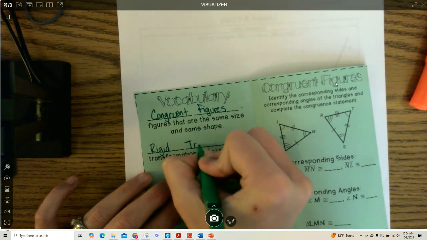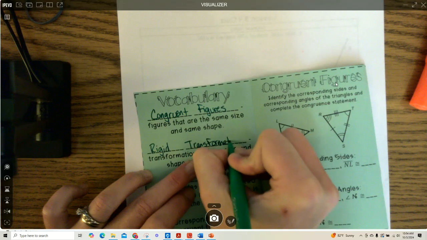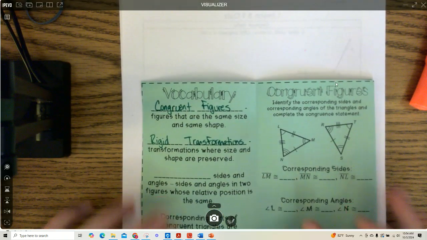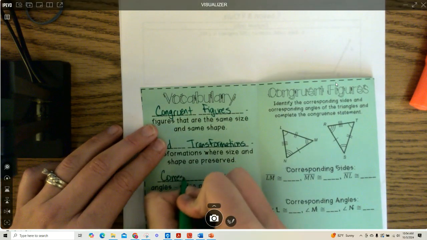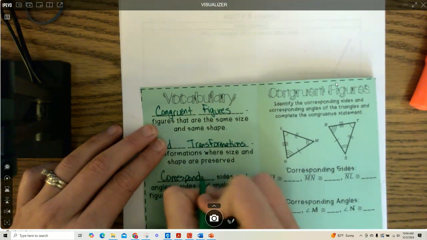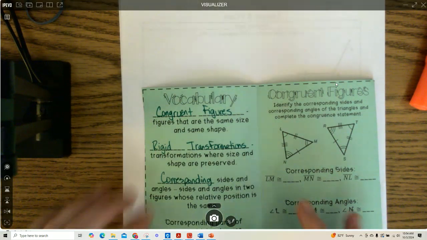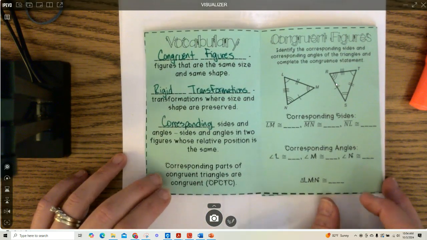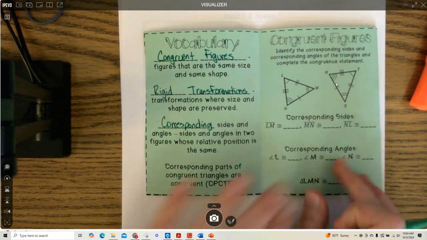Rigid transformations are transformations where size and shape are preserved. And then corresponding sides and angles are sides and angles in two figures whose relative position is the same. So remember, corresponding parts of congruent triangles are congruent. So if they're corresponding, then they're congruent.